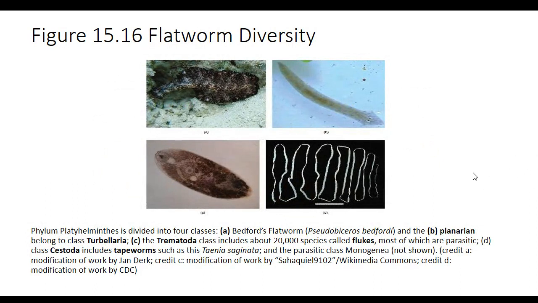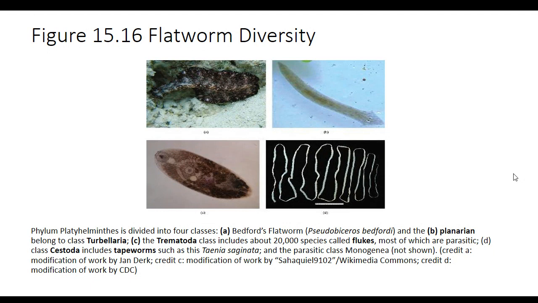Flatworms. These are different kinds of flatworms. So diversity just means different variety of types. Mostly this one is a planarian, just free living, not parasitic, but this is a tapeworm. These can be many feet long and live inside of people. Tapeworms, and these are flukes or parasitic flatworms, different kinds.